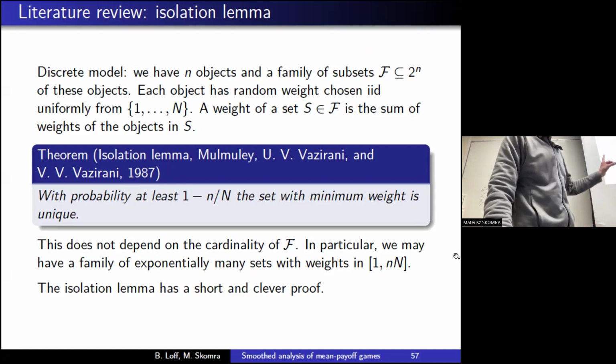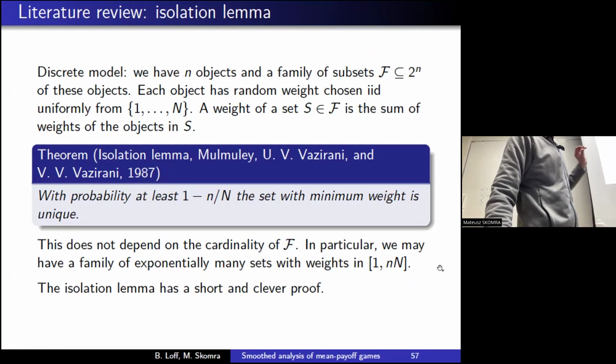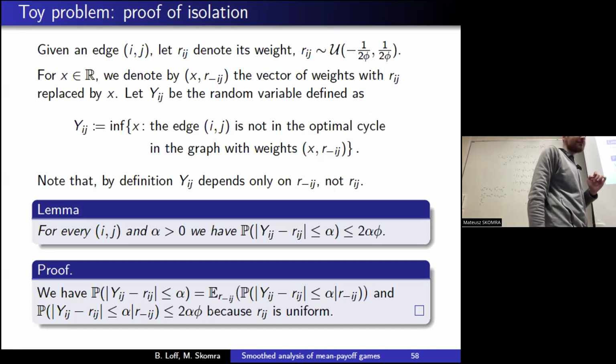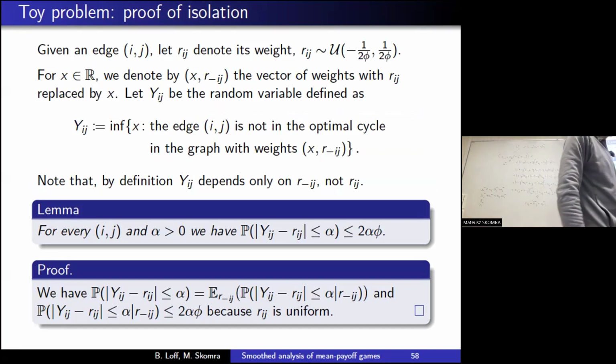But this thing has a short and clever proof. So let me give you a short and clever proof for the one player case, just to show you how nice it is. So we are in this one player situation. You have weights random on the clique, and you want to find the optimal cycle. Now we will do the following clever thing.